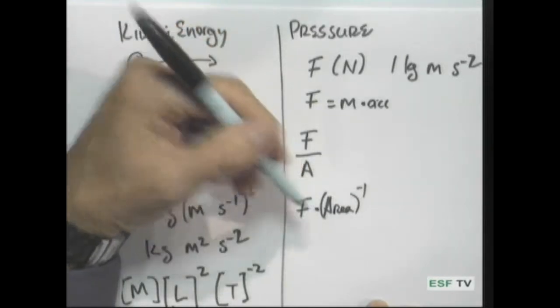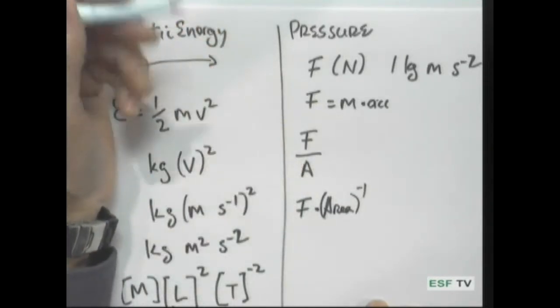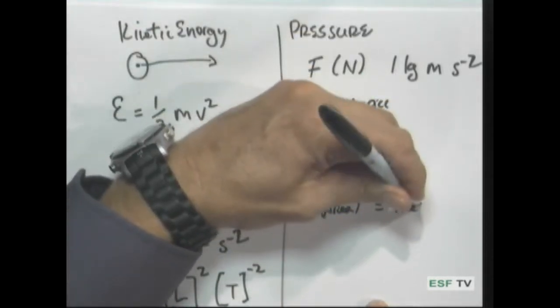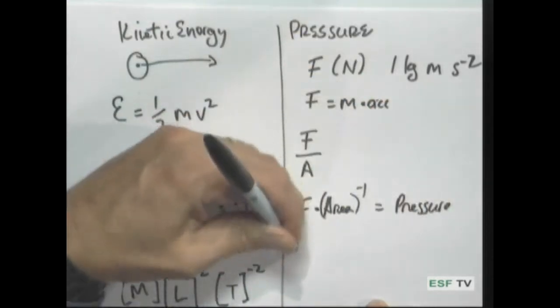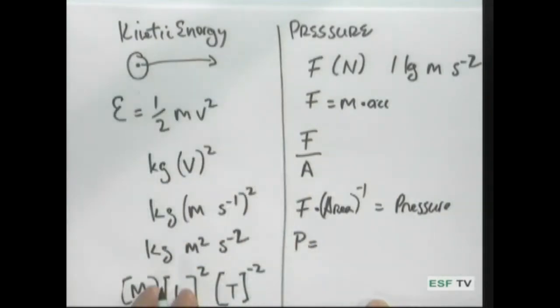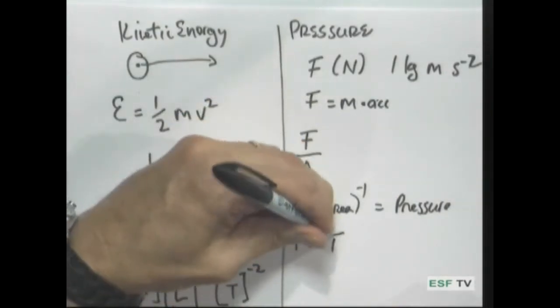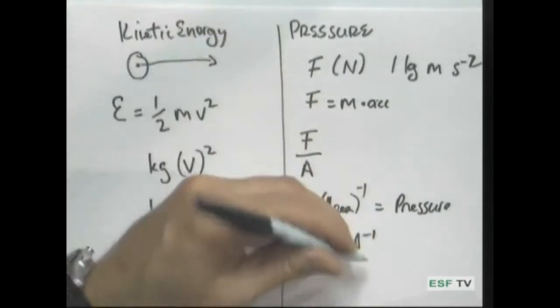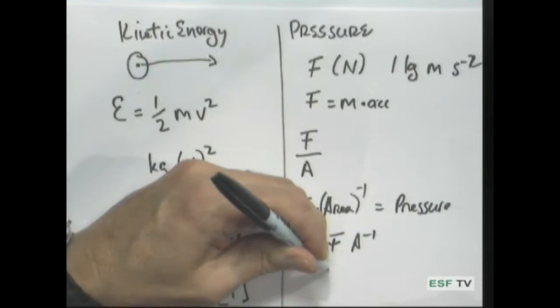And the SI units for area are meters squared. And so pressure is going to be force times area to the minus 1. We know that this is meters squared.